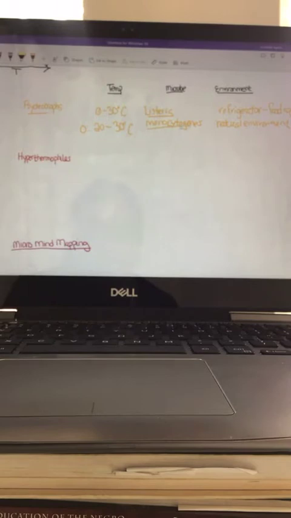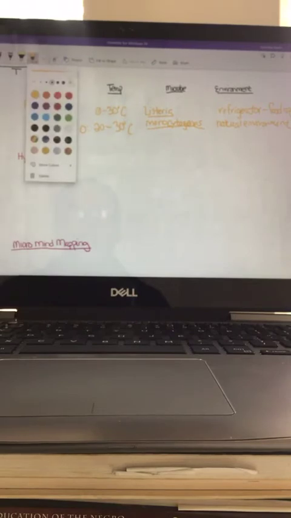Monocytogenes. So that's the microbe that you would see. That would be a psychrophile. Next one is hyperthermophiles. Let's see, back with red.